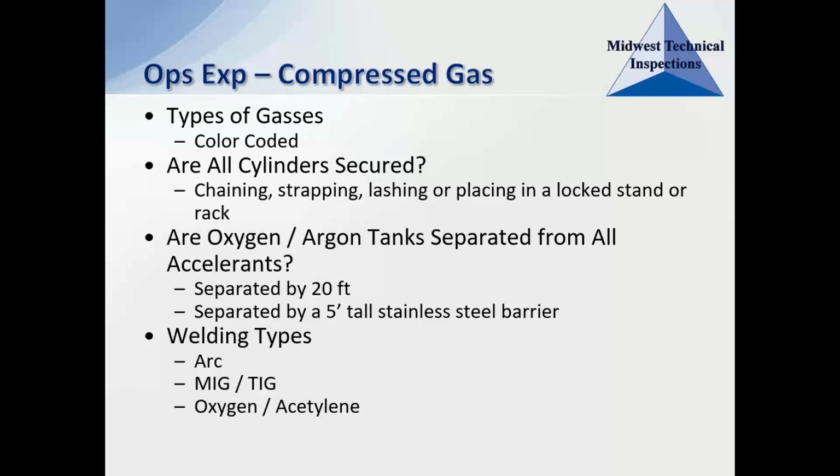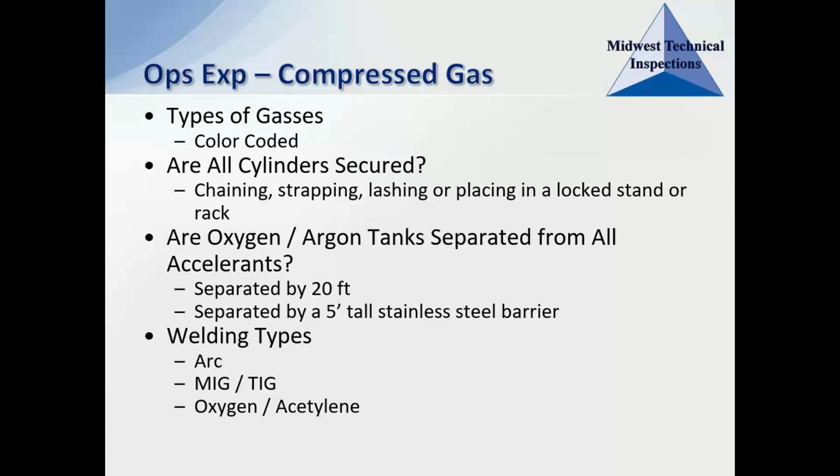So that can be chaining, strapping, lashing, putting them in a rack or stand, whatever it is, just as long as we're keeping them in the upright position. You'll see a lot of times they try to just get away with putting the little collars around the nozzles at the top to say, oh well, if it tips over, this collar is going to protect the nozzle. Well, it's still not quite what we're looking for there. We want to see them actually strapped or chained or some way to secure them in the upright position so that they don't ever fall over.